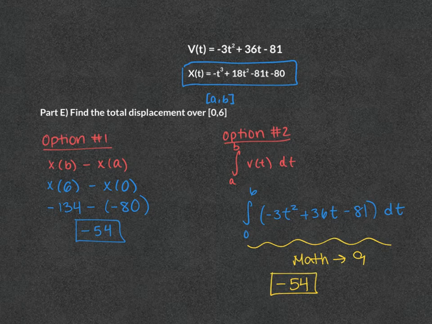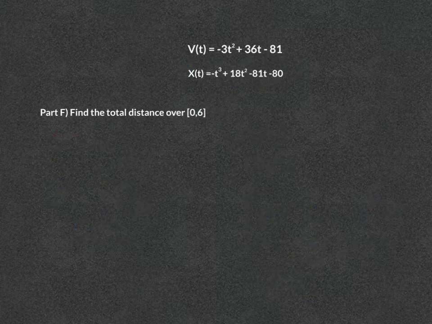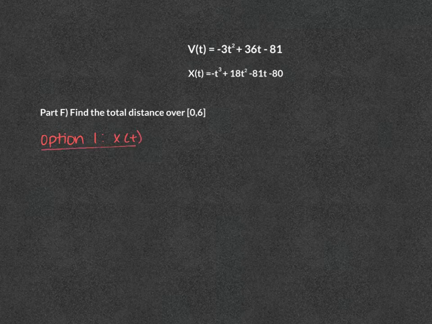Okay, let's move on to the next example, and I think this is the last one. I want to find the total distance now over the interval from 0 to 6. So remember, we have two options. Option 1 is using the x of t function, and option 2 is using the v of t function.